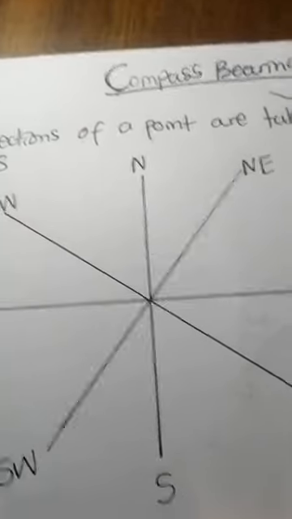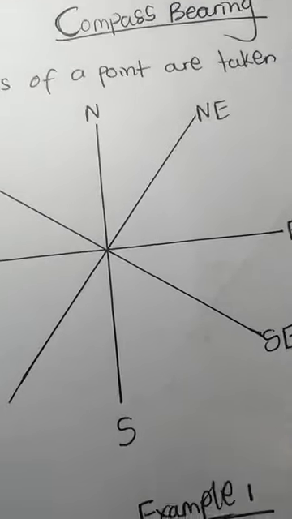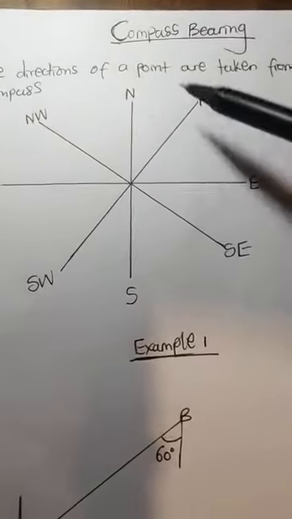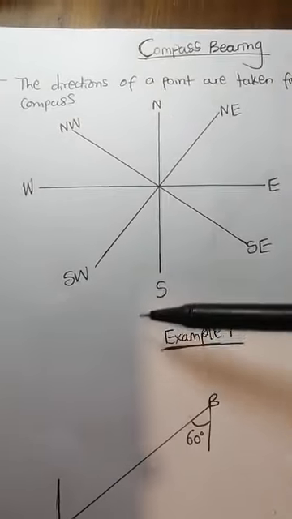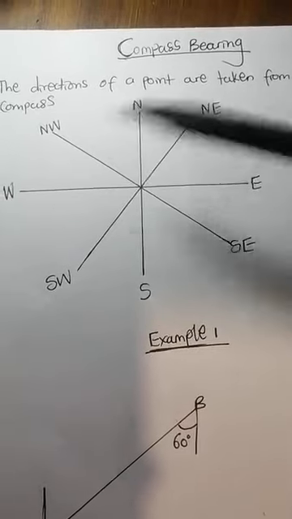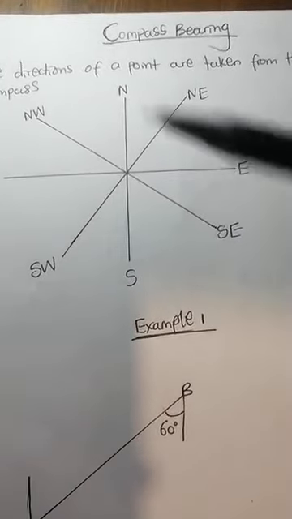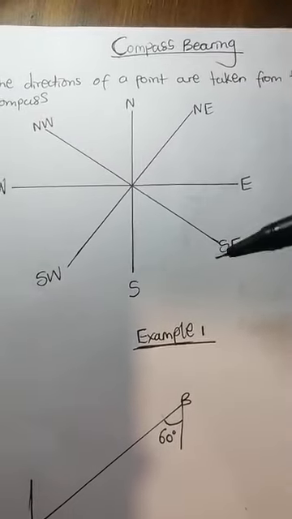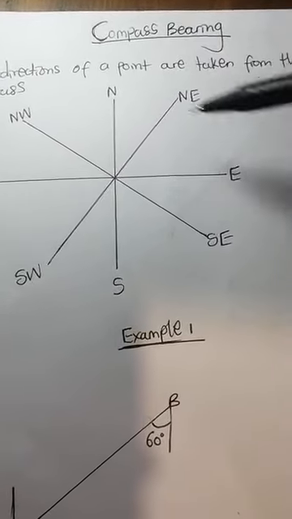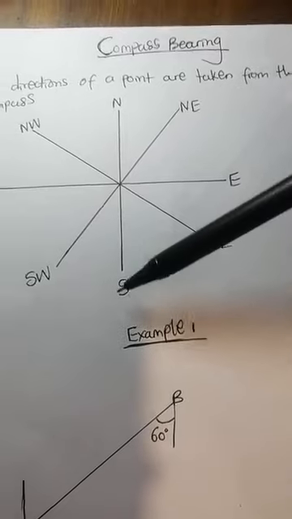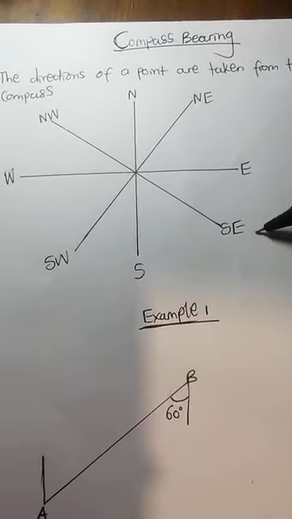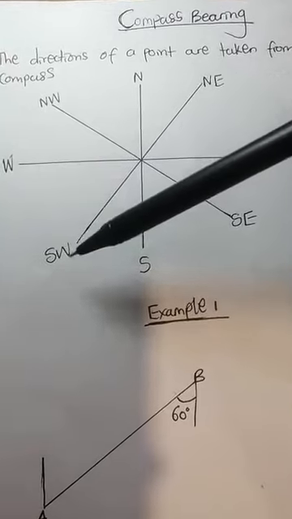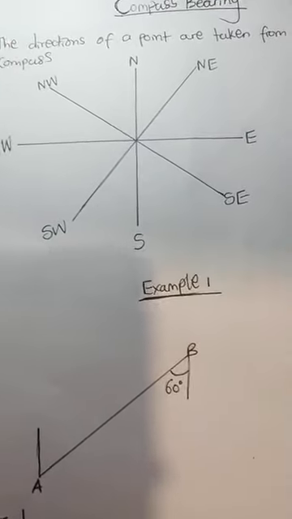So compass bearing, we are using compass points. This is the compass. We have north, we have south, east and west. In between north and west, that's northwest. North and east, that's northeast. Between south and east, that's southeast. Between south and west, that's southwest.